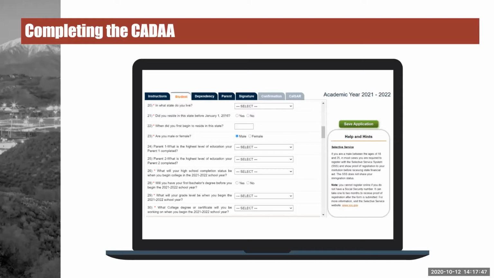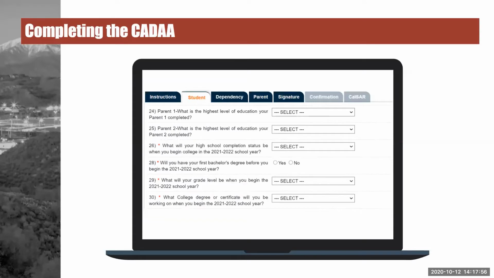Further information about selective service and the requirements to register is also available through the Help and Hints box, which appears on the right side of the screen. The next set of questions will ask you to provide the education completion level for each parent, parent 1 and parent 2. If you happen to not know the education completion level of your parent or parents, you may select Other Unknown.